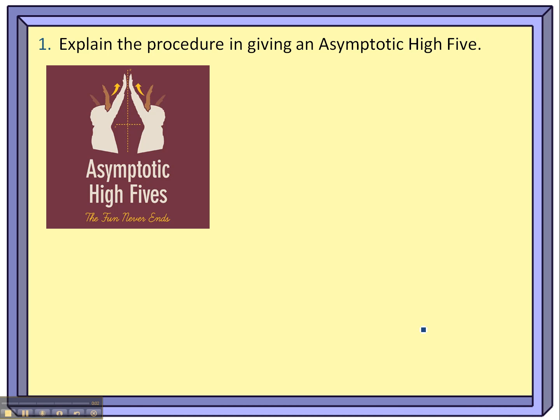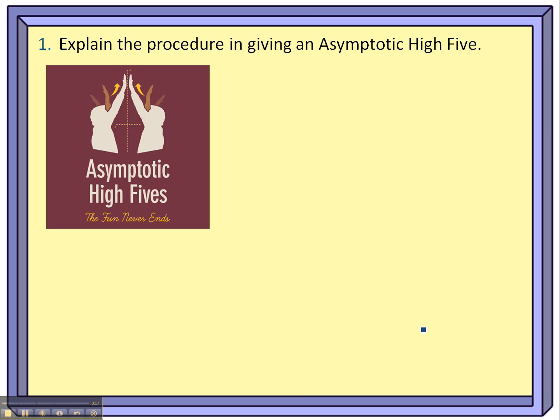So here's the first question on the part of the test that you get to use a graphing calculator on. It's the best question of the test. Most people probably would agree. It's the one most people got right. Explain the procedure and give an asymptotic high five.